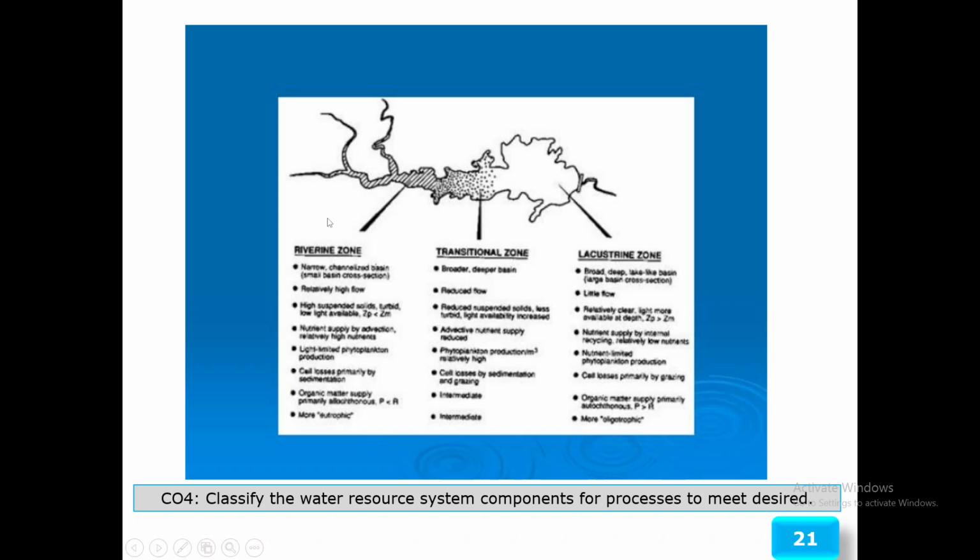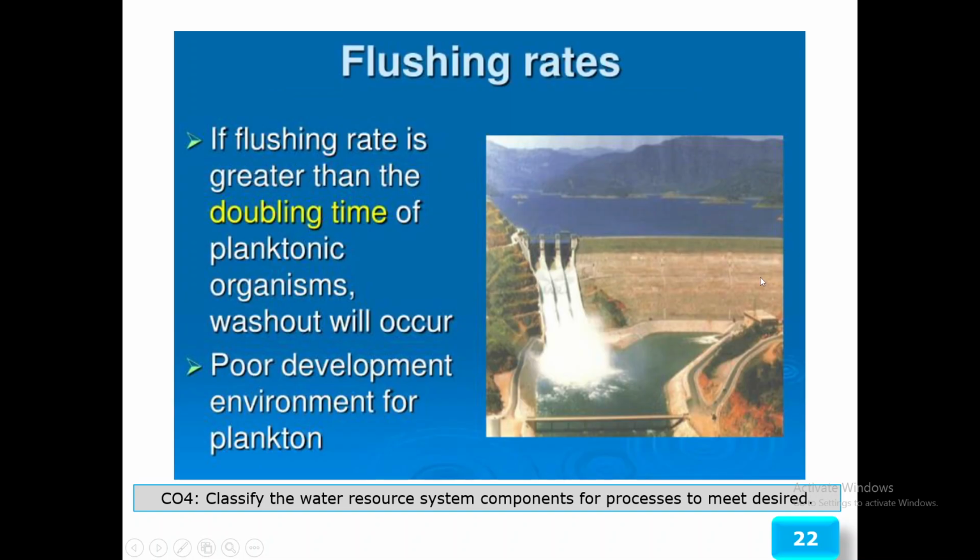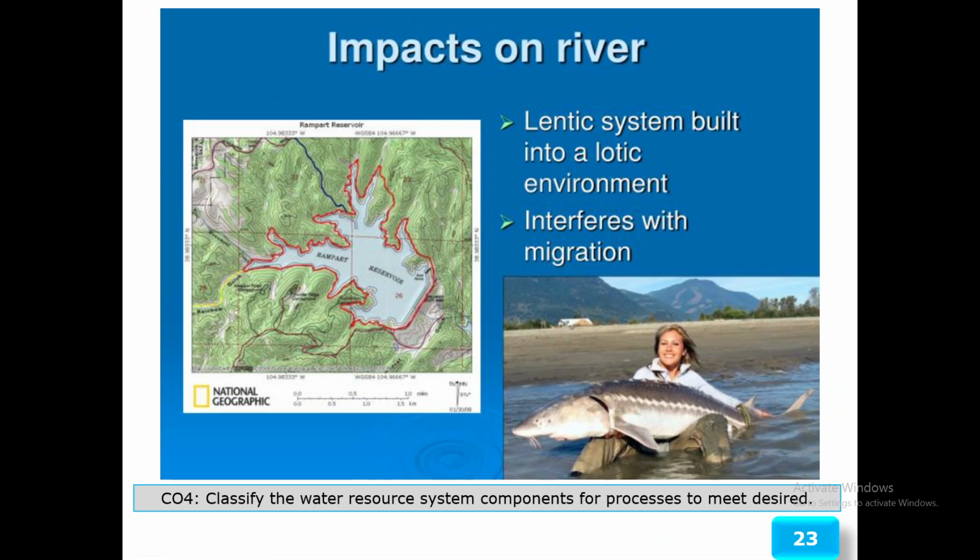So depending upon the location, it will be classified as narrow, broader, and broad. Then the flushing rate, how the water is flushed, compared between the location in the reservoir area and the downstream area. So see, if the flushing rate is greater than the doubling time of planktonic organisms, washout will occur, which makes a poor development environment for the plankton. The impact on the river: the lentic system built into a lotic environment interferes with migrations.